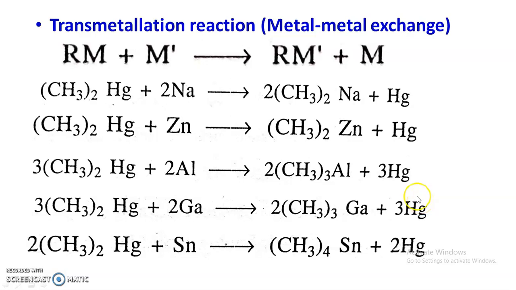So this is about the transmetallation reaction. A more active metal displaces the less active metal, and one organometallic compound, especially an organometallic compound of mercury, thallium, lead and bismuth, is converted into another organometallic compound of a more reactive metal.